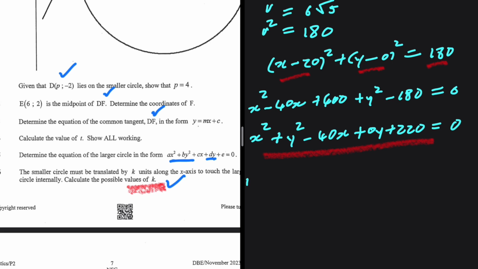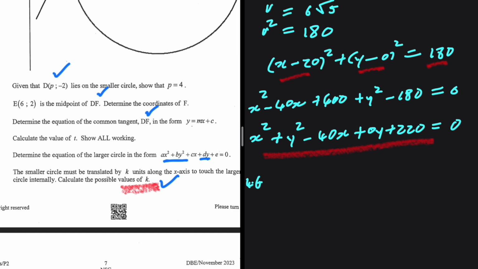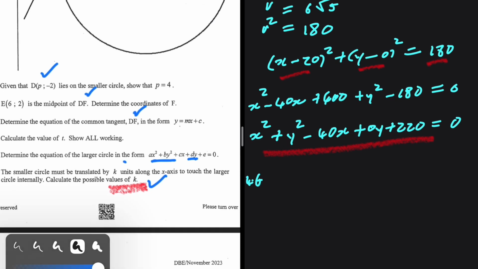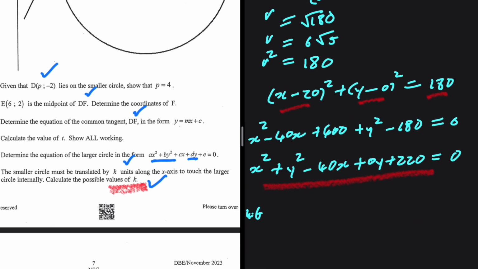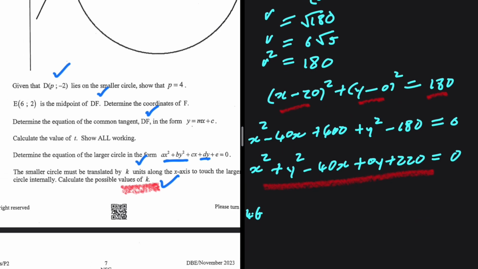The interesting question, really, 4.6. Yeah, this is interesting. Not for the faint-hearted ones. I hope I don't fall under the domain of those with a faint heart. The smaller circle must be translated k units along the x-axis to touch the larger circle internally. Calculate the possible values of a.